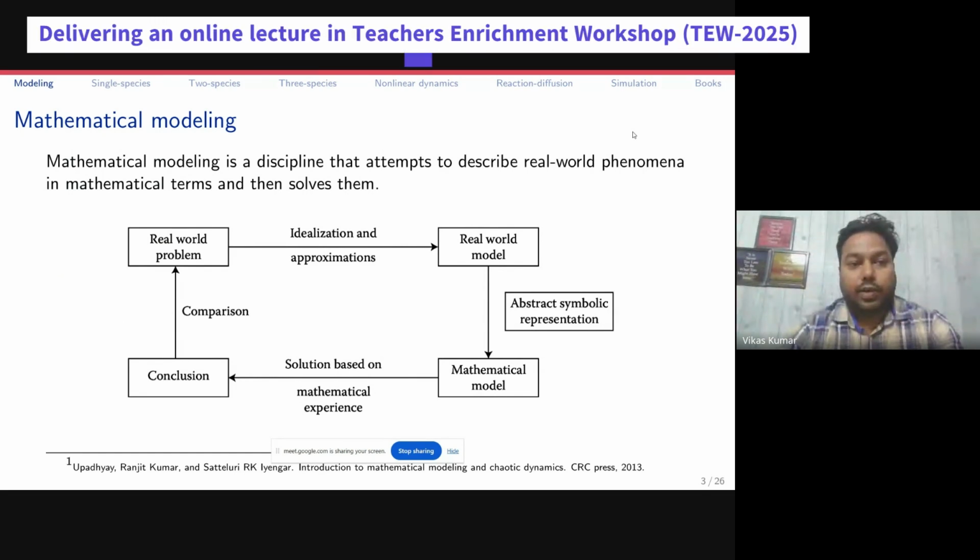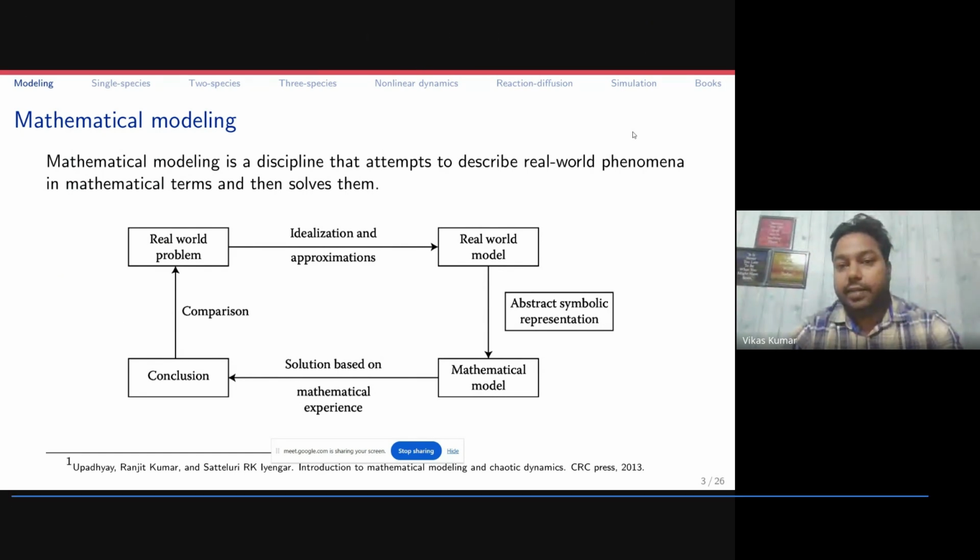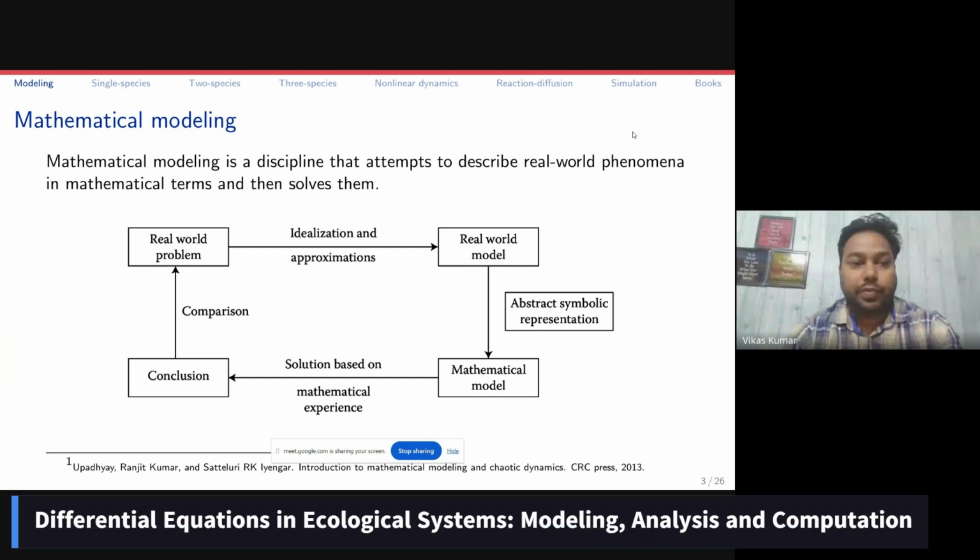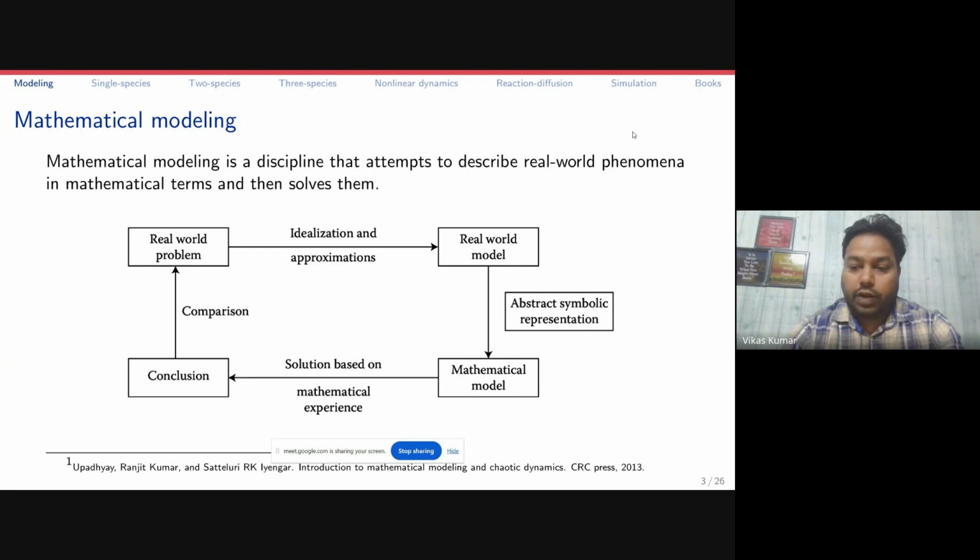To tell you about the mathematical modeling. So mathematical modeling is a discipline that attempts to describe real world phenomena in mathematical terms and then solve them. We know and understand that if you want to deal with real world problems through experiments, it is very difficult and could be costly, so that's why we apply mathematical modeling phenomena.